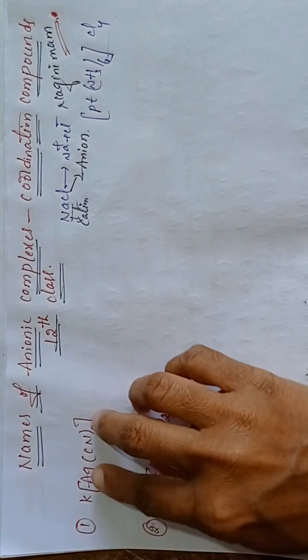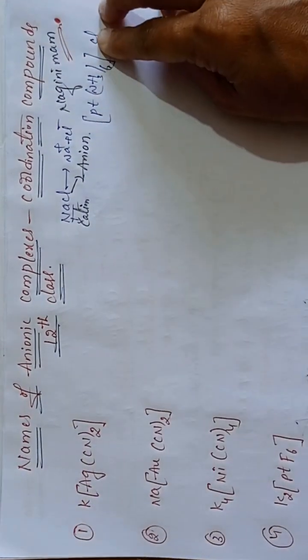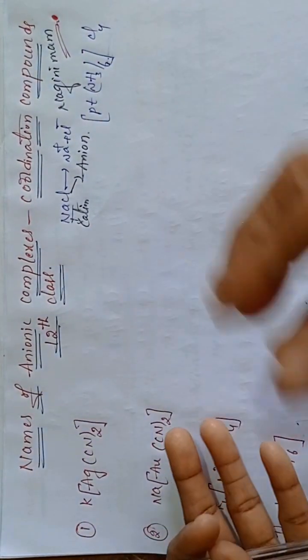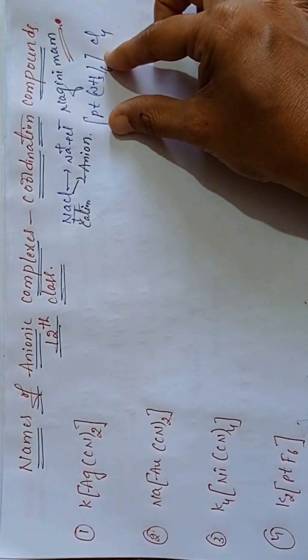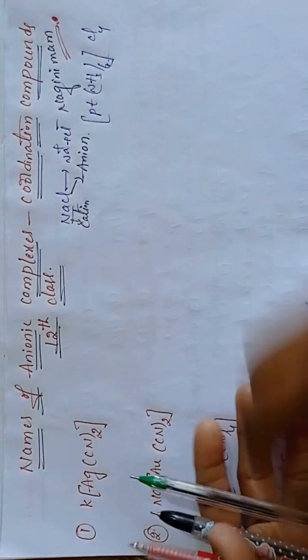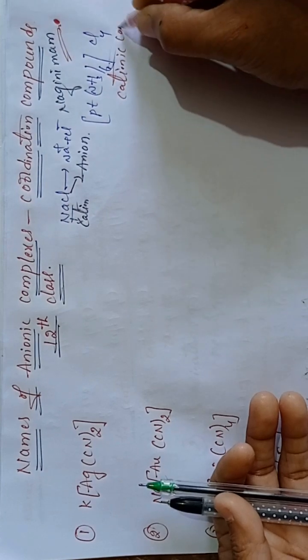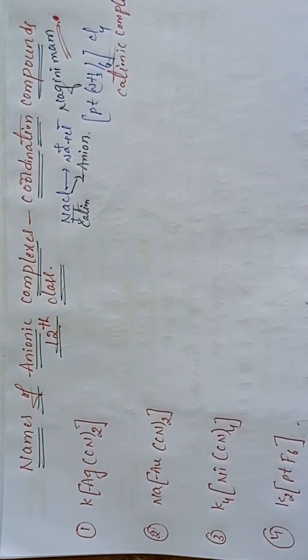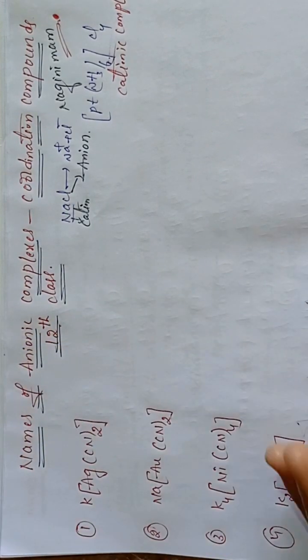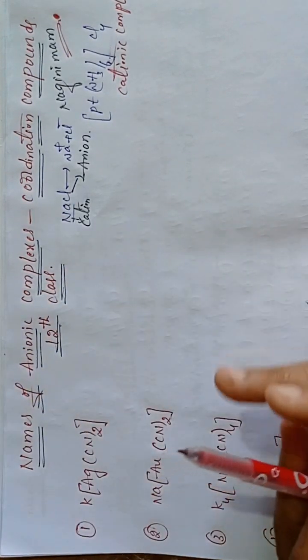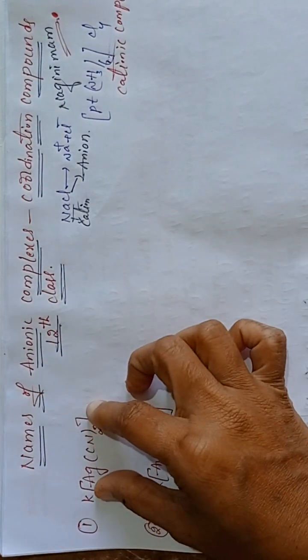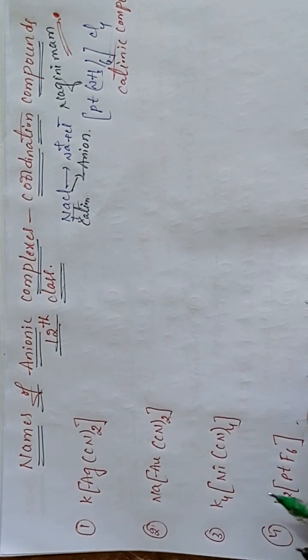This is cation, anion. First cation, next anion. In the cation place, the square bracket part is there, so it is a cationic complex. Clear? So here I am discussing the anionic complexes. Understood, students? Got clarity? Okay, how to write the name of the complex?